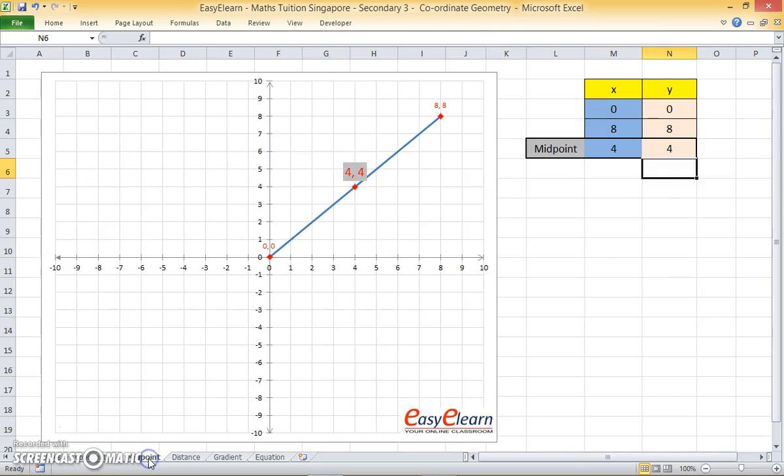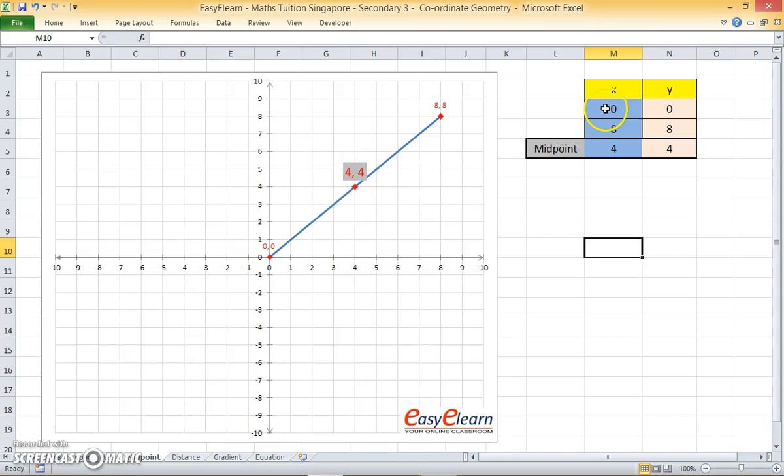If you are given 2 points, for example, one point is (0, 0) and another point is (8, 8), how can we find the midpoint here? The midpoint is always the x values added, in this case 0 plus 8, which is 8, divided by 2, that gives you a 4. And the y values added, 0 plus 8 equals 8, divided by 2 gives you a 4 also.